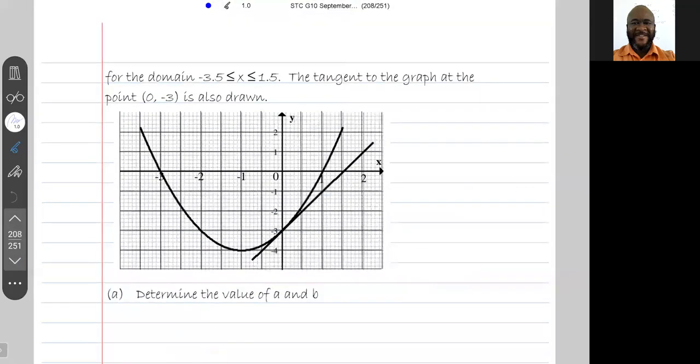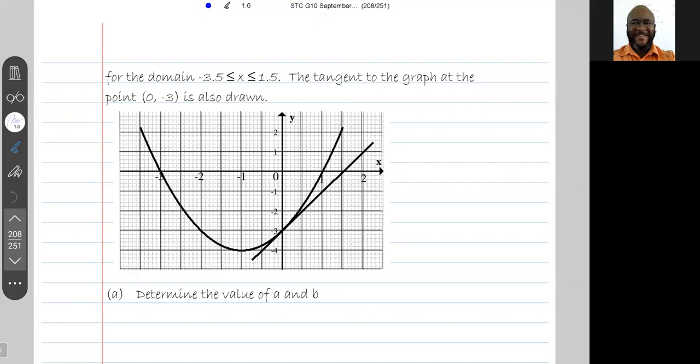All right, and this is for the domain x is less than or equal to 1.5 and x is greater than or equal to minus 3.5. The tangent to the graph at the point (0, minus 3) is also drawn. So they draw the tangent to the curve at the point (0, minus 3).